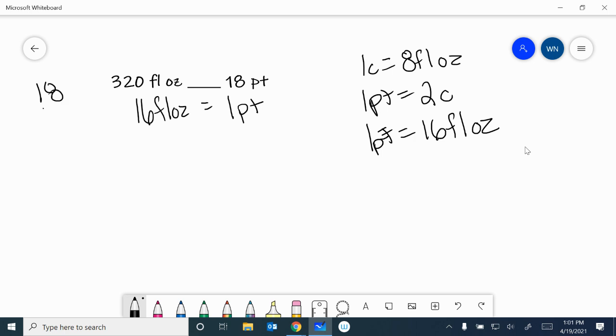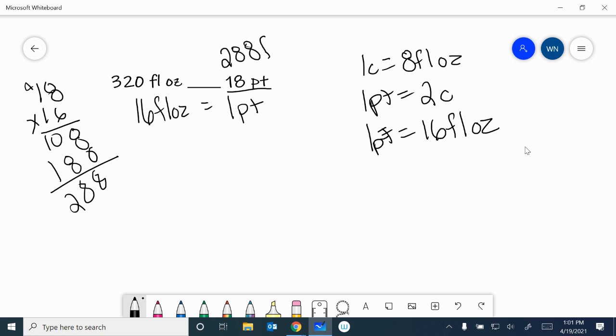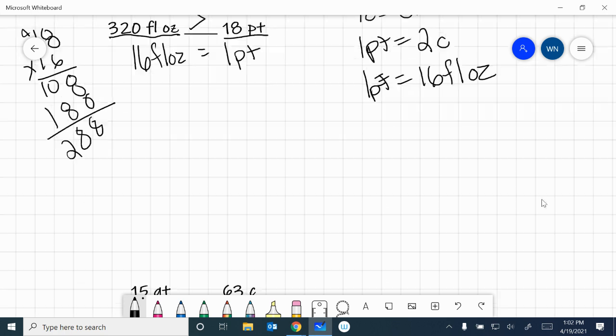We're going to multiply 18 times 16 to figure out how many fluid ounces 18 pints would be. 6 times 8 is 48. Gets me 108, 288. So 18 pints would be 288 fluid ounces. That tells me that it is greater than, because 320 fluid ounces is greater than 288 fluid ounces. You also could have worked that the opposite way and figured out how many pints were in 320 fluid ounces, but that's not how I chose to work it out. We should have gotten the same answer though.